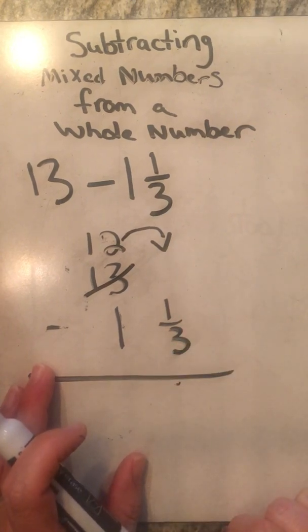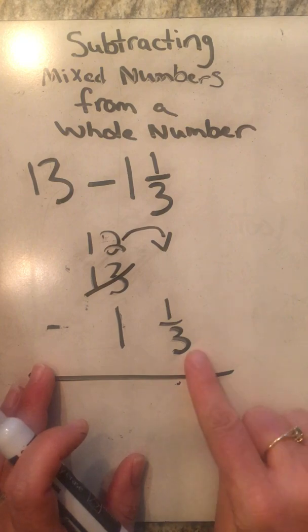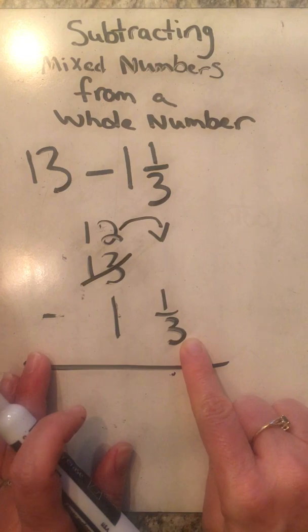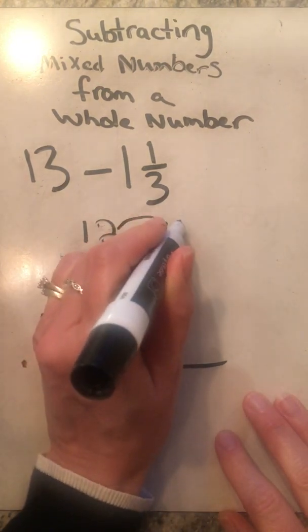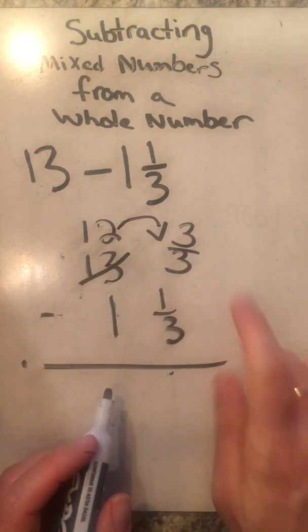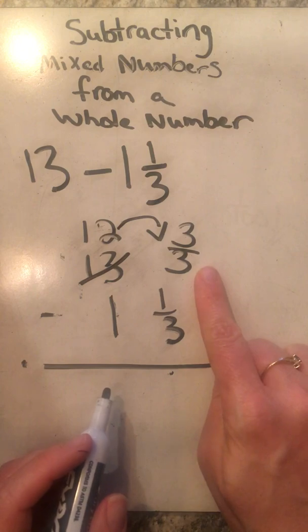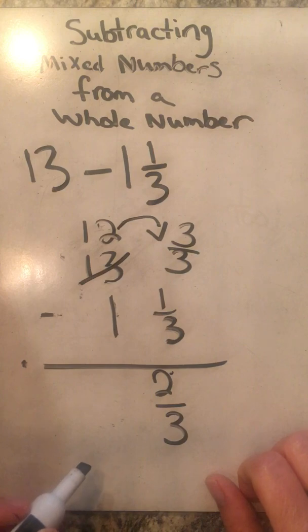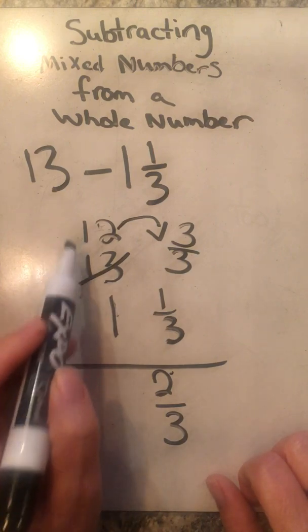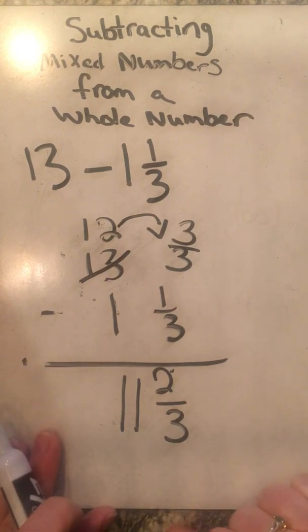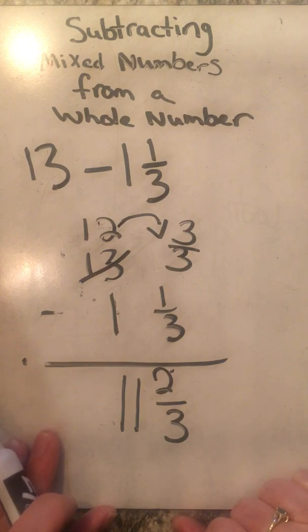Well, what fraction would a whole represent? Again, we look at our denominator. Again, we're talking about thirds. So it would be 3/3. That's the same as 1 whole. Now I can subtract my fraction. 3/3 minus 1/3 is 2/3. And then I can subtract my wholes. 12 minus 1 is 11. 11 and 2/3. So go ahead and stop this video, rewind it, and look back over it as many times as you need.